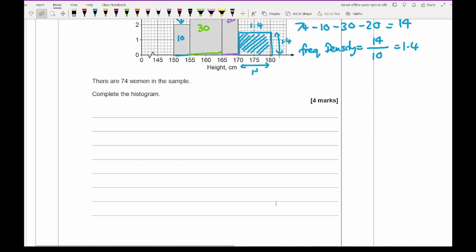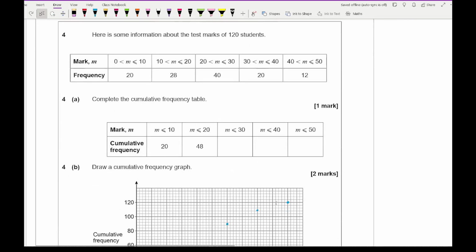There we go. Moving on to question 4, it says here is some information about the test marks of 120 students, and for part A it says complete the cumulative frequency table. So what we need to do is do a running total. So how many from this set of data is below 30? Well, below 30 is going to be 40 plus 26 plus 20, which is 88.